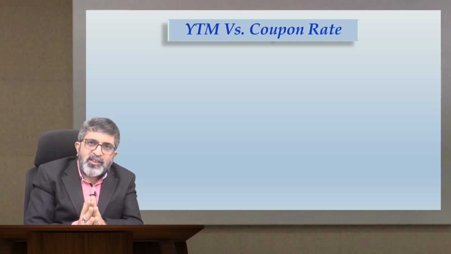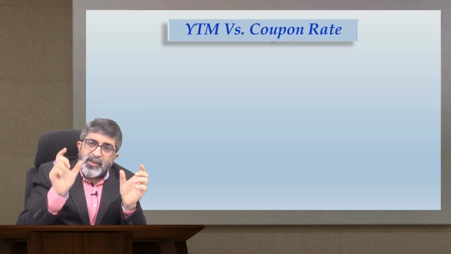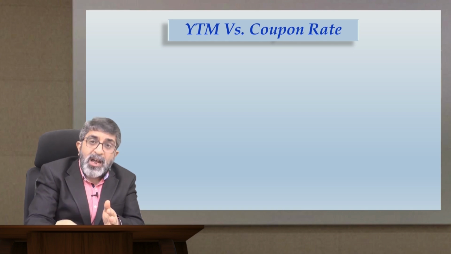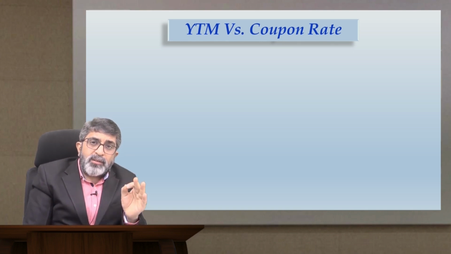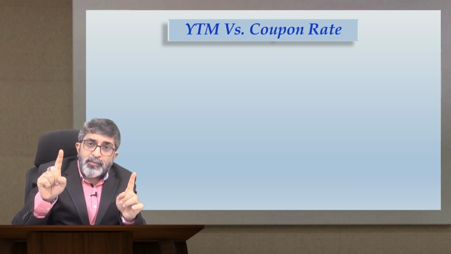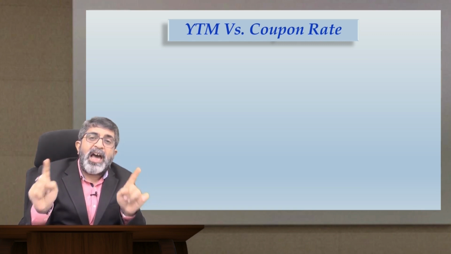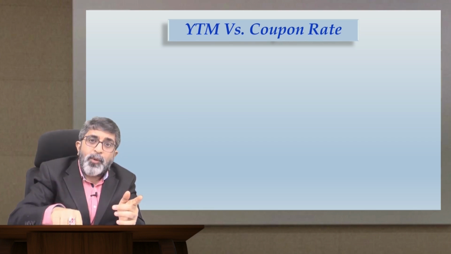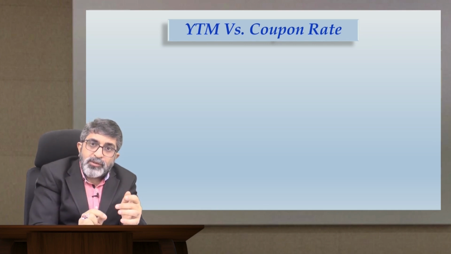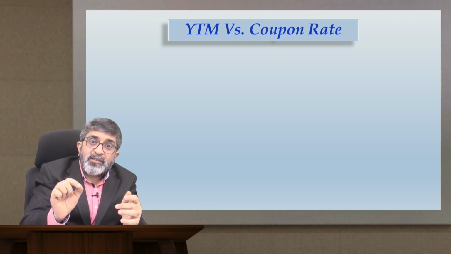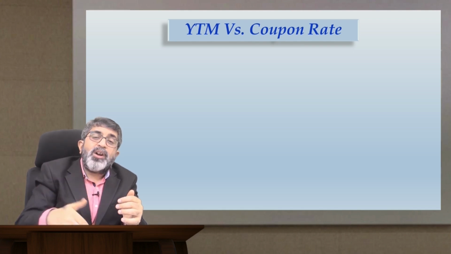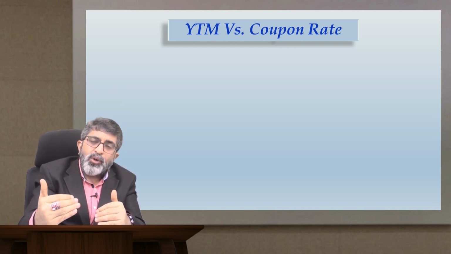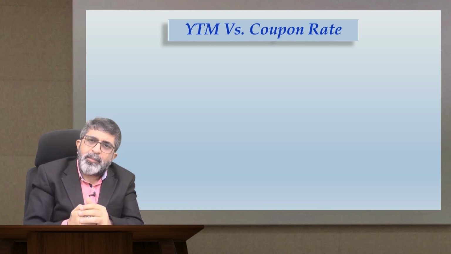Let us conclude the whole discussion. When YTM is the same as the coupon rate, the bond is traded at par, meaning the bond's par value and its market price are both the same. This will happen when YTM is equal to the coupon rate. When YTM is greater than the coupon rate, the bond is traded at a discount, and when YTM is less than the coupon rate, the bond is traded at a premium. When I say premium, it means greater than its par value. When I say discount, it is lower as compared to the par value.